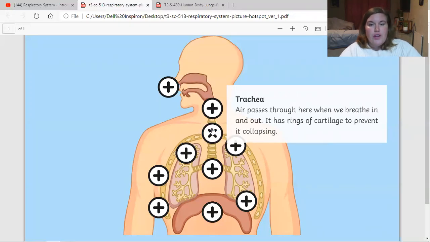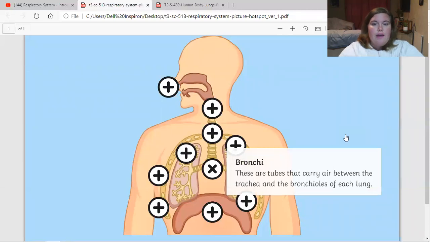Then we have the trachea. Air passes through here when we breathe in and out. It has rings of cartilage to prevent it from collapsing. If we didn't have these rings of cartilage, then our trachea could actually fall flat on itself and we wouldn't be able to breathe. Then we have the bronchi.